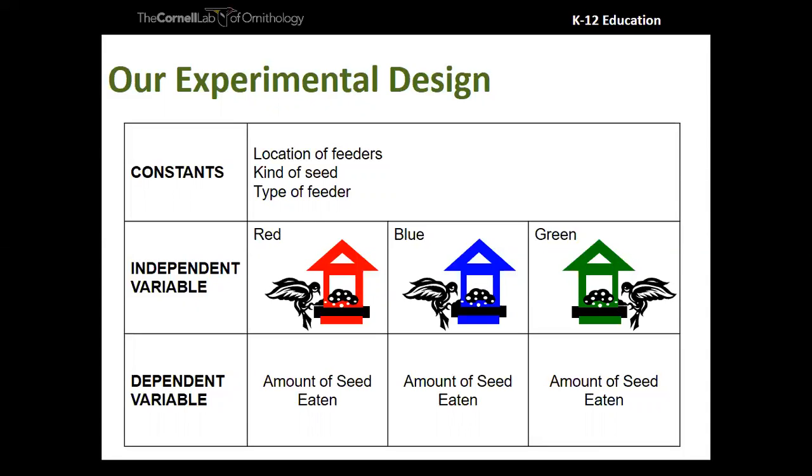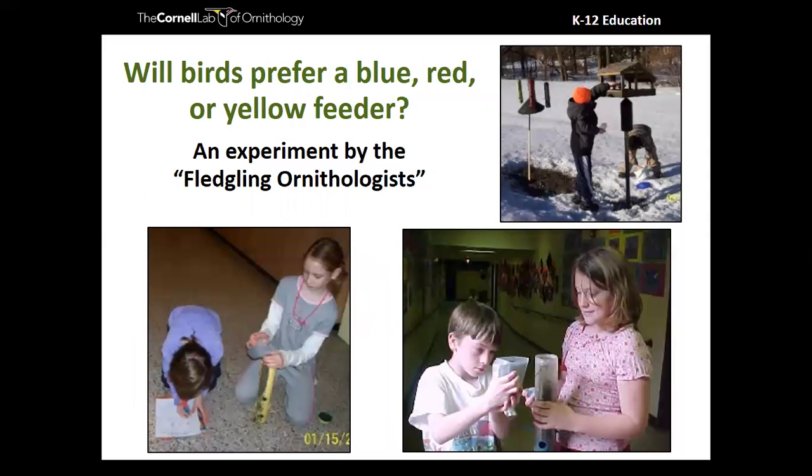So what's cool about this experimental setup is that you don't even have to be able to identify birds. You don't have to be sitting there watching your feeders constantly and counting birds. You can just look at the amount of seed eaten to try and determine which feeder is preferred by your local birds. And that's exactly what this group of students did, the fledgling ornithologists.